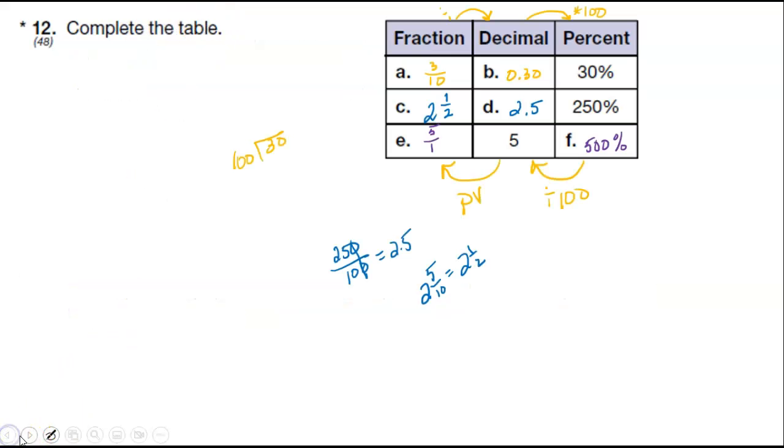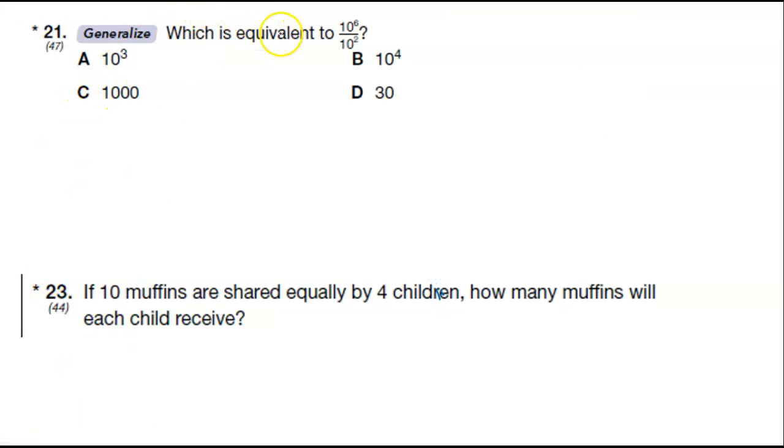Wait, did I skip something? No, 12. Great. Which is equivalent to 10 to the 6th divided by 10 to the 2nd. So if I'm dividing, that means I subtract my exponents and I have 10 to the 4th. So this would be equivalent.